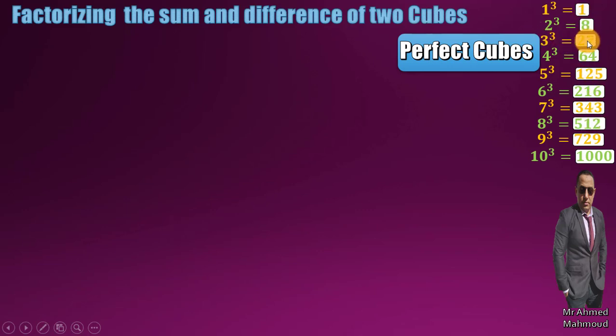So any of these numbers has a cubic root. For example, cubic root of 8 equals 2, cubic root of 27 equals 3, cubic root of 64 equals 4, cubic root of 125 equals 5, and so on. So you have to memorize these perfect cubes. Okay, now let's study how we can factorize expressions that include perfect cubes.